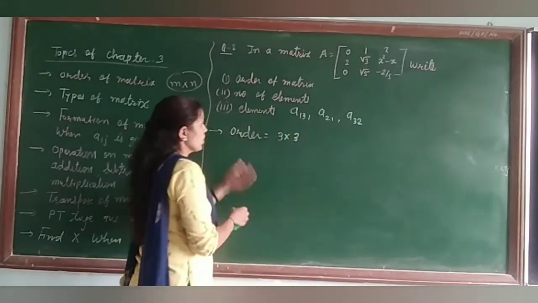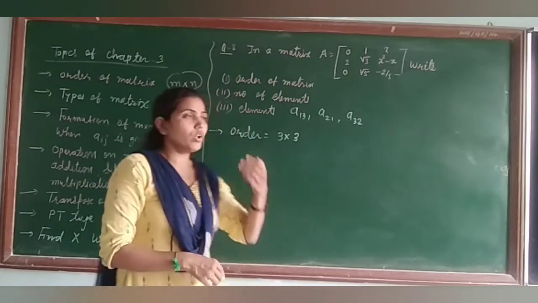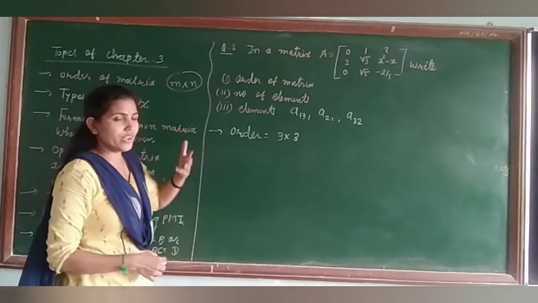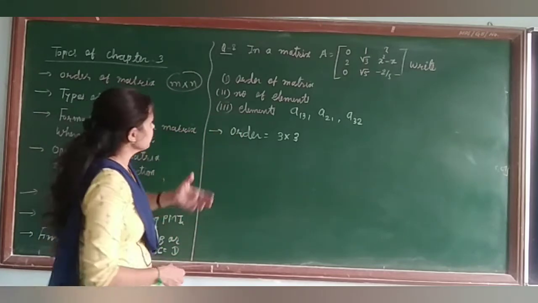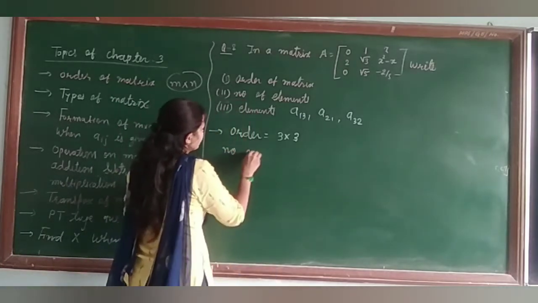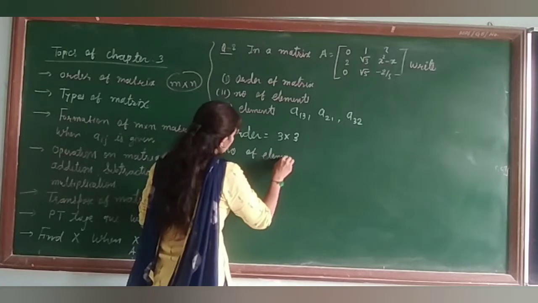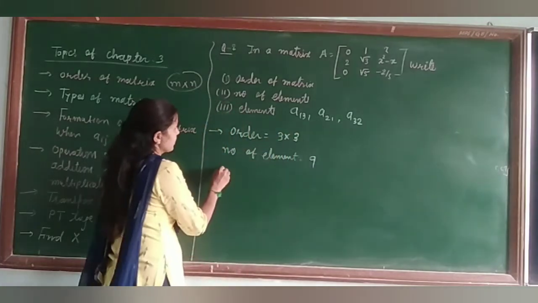This is a quick revision, so I want to cover all the topics. That's why I present a question which includes all the types here. Then the number of elements. How many elements are there? You can count or you can multiply the order: 3 threes are 9.